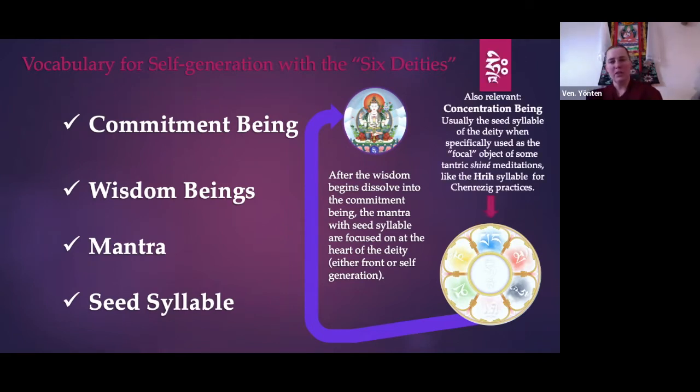And sometimes you're going to hear also this addition, a concentration being. It's usually just the seed syllable of the deity, which is focused on as a focal object for some shine or calm abiding meditations, like Hri in the Chenrezig practice. So if you see the concentration being, you think, well, what's this now? It's just the seed syllable. And it's called the concentration being because you're really sharpening and making simple and specific what you're focusing on in that section of the sadhana.